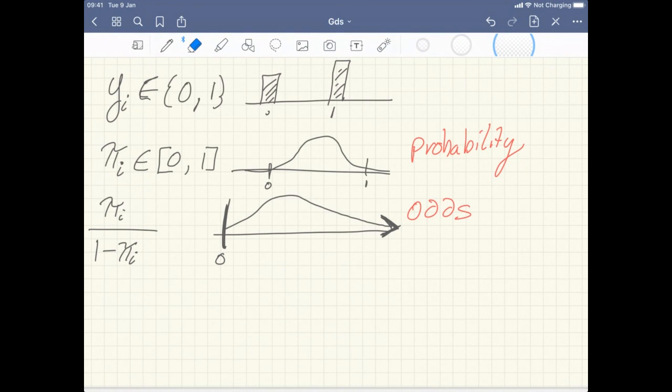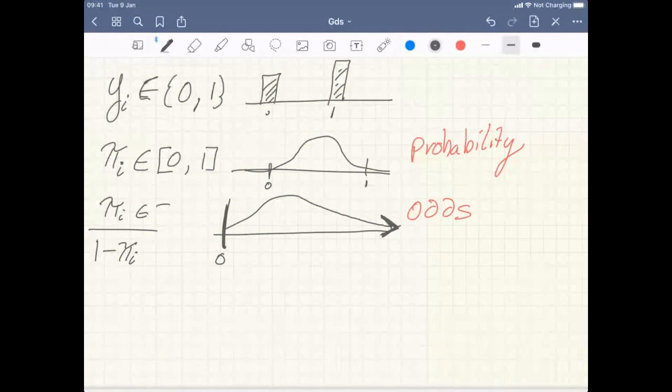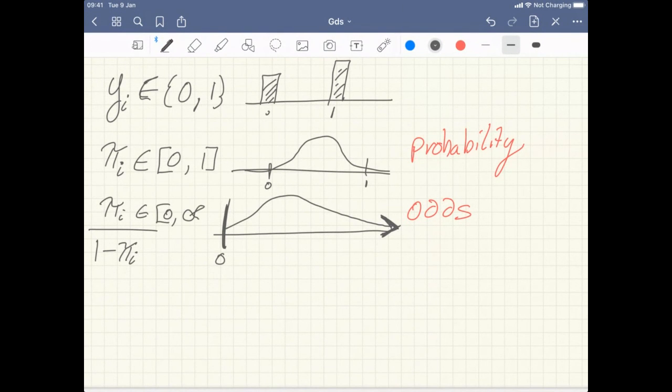We're almost there. So if we recognize that the odds have this distribution between 0 and infinity, written like this, (0, ∞). We use a curved brace, a parenthesis, there to indicate it can't actually ever get to infinity.